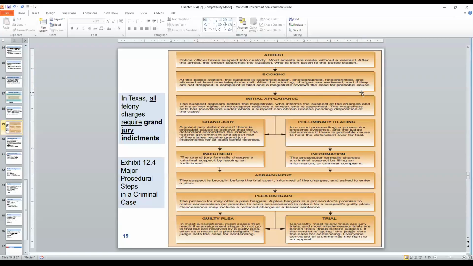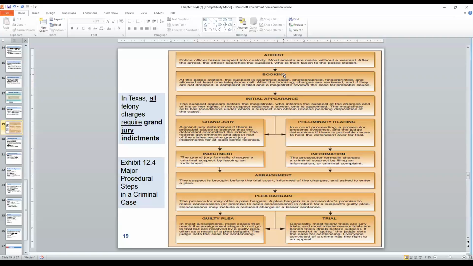If it ends up that there's just not enough evidence for probable cause and the magistrate refuses to find probable cause, then the suspect will be released. And that doesn't mean that he's innocent of the crime. Probable cause may subsequently be found.